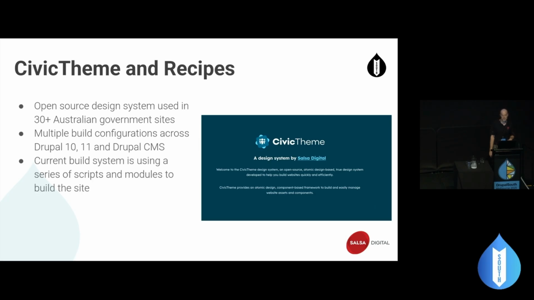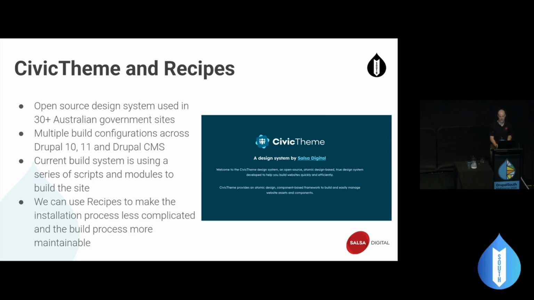Our current build system is using a series of scripts and modules to build the site, including content modules I discussed before, and a lot of enabling of modules that we need for Civic Theme. There are custom scripts to speed that up. Basically, I saw that this complicated project and build system can be simplified and harness the recipe API for our development, but also for sites that want to use Civic Theme and want to get set up quickly. We can reduce the setup instructions from a page of commands and scripts to run to just applying a simple recipe.